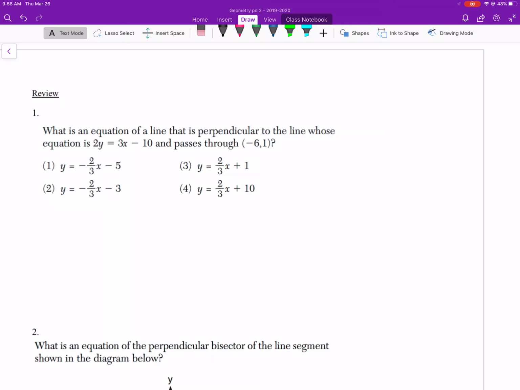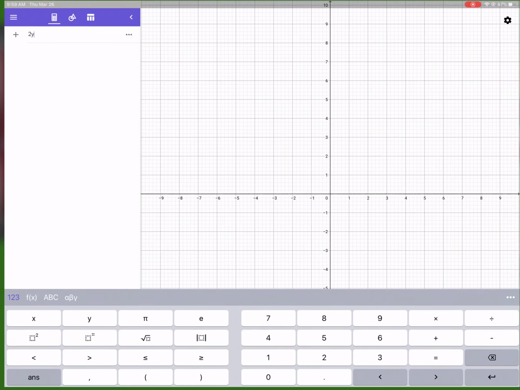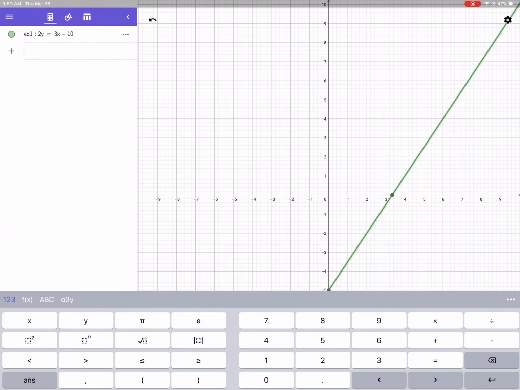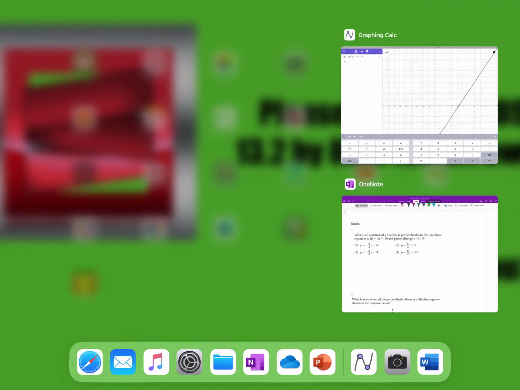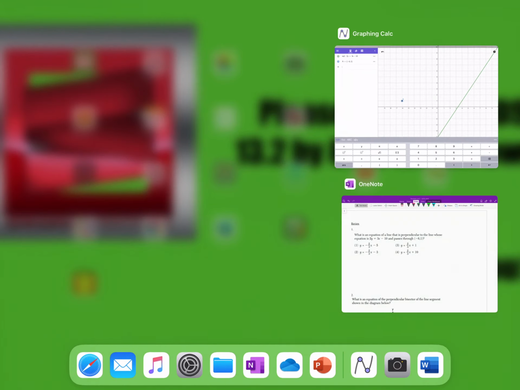Okay? So what is an equation of a line that is perpendicular to the line whose equation is 2y equals 3x minus 10 and passes through negative 6, 1? So I'm going to graph that equation, the initial line, 2y equals 3x minus 10. Also going to plot the point, which is negative 6, 1. And let's see out of our answer choices what's going to be perpendicular to the given line and pass through that point that we have there.